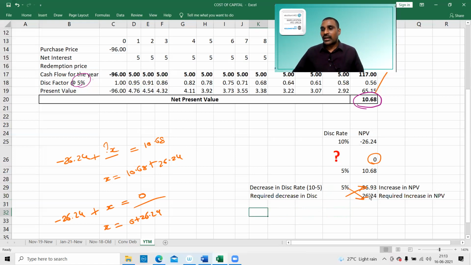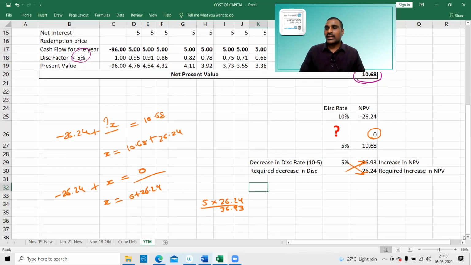How will you do the cross multiplication? 5 into 26.24 divided by 36.93. As simple as that, cross multiplication. 5 into 26.24 divided by 36.93.